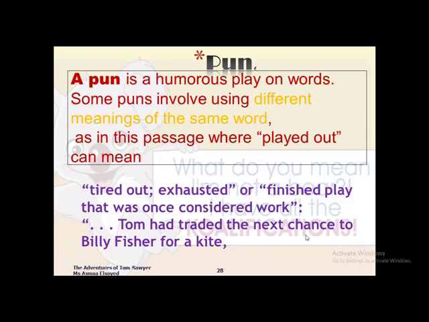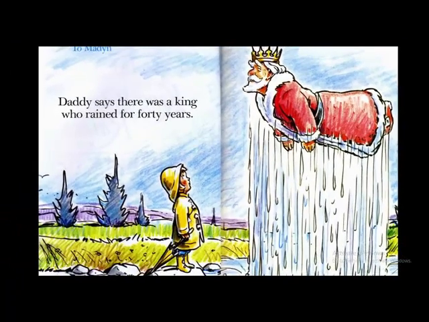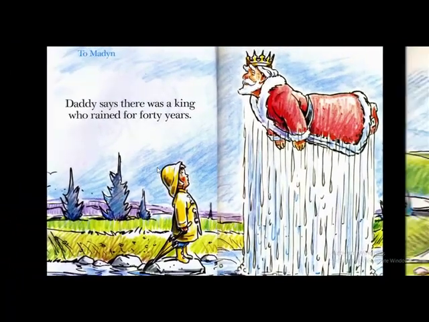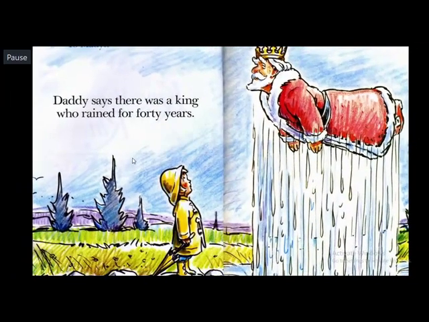That's ridiculous. Before I move on to more examples, let's have a quick reading of one of my favorite children's books. I recommend you read this book to your younger siblings. The King Who Reigned. Daddy says there was a king who reigned for 40 years.